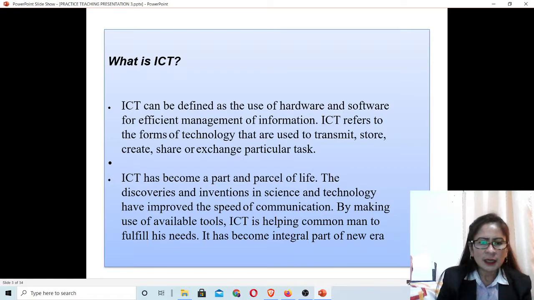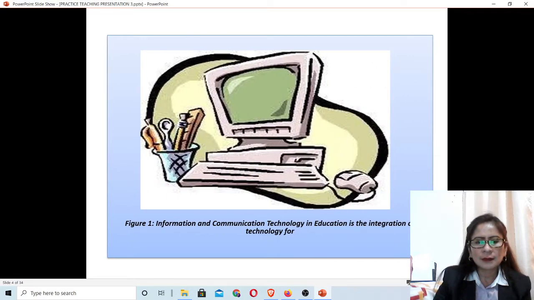The discoveries and inventions in science and technology have improved the speed of communication by making use of available tools. ICT is helping the common man to fulfill his needs. It has become an integral part of the new era. Figure 1: information and communication technology in education is the integration of technology. This is the computer, the keyboard, and the mouse.